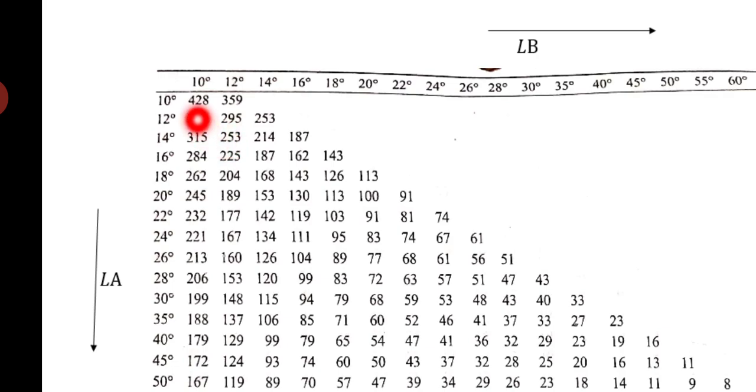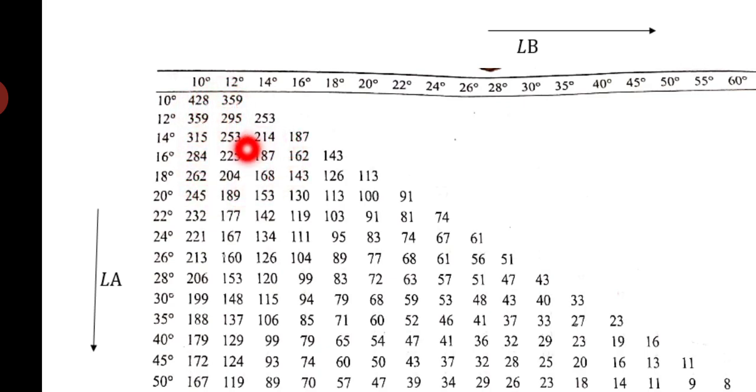So this is for 10 degrees, for both the sides LA and LB. Here this is the value of rho a square plus rho a rho b plus rho b square. This is the value for this, right? Similarly you can have the value for 10 degrees and for 12 degrees. Here this is the value.